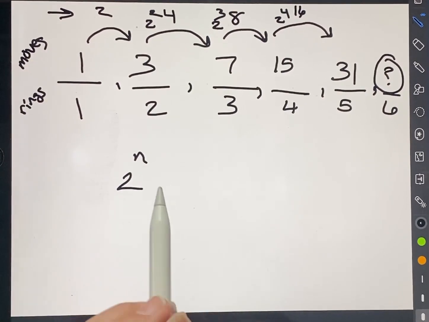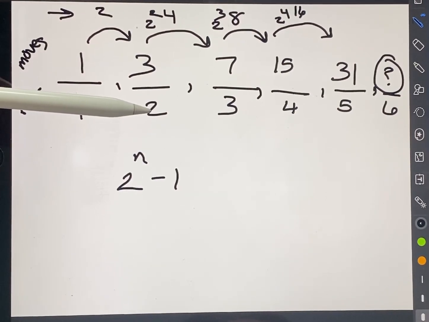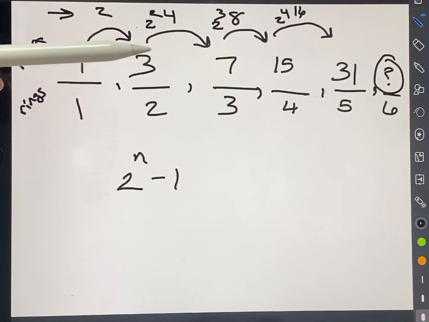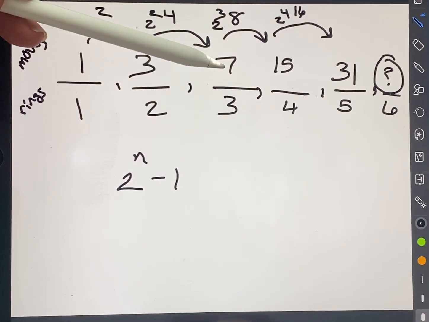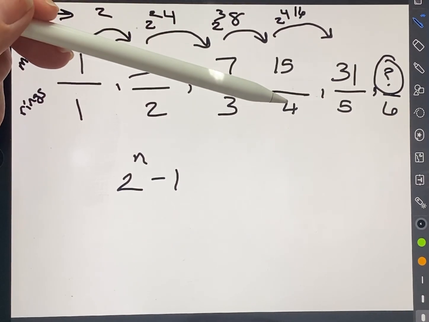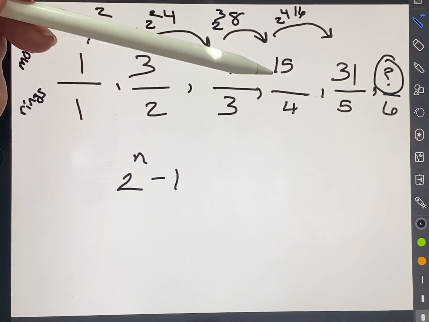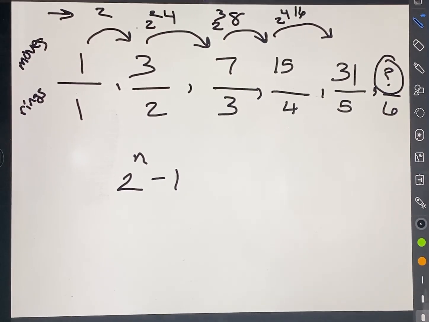2. How do I get to 1? I would need to subtract 1. Let's see here. I've got 2 squared gives me 4 minus 1 is 3. 2 cubed gives me 8 minus 1 is 7. 2 to the 4th gives me 16 minus 1 is 15. It looks like 2 to the n minus 1 is our value for our expression.